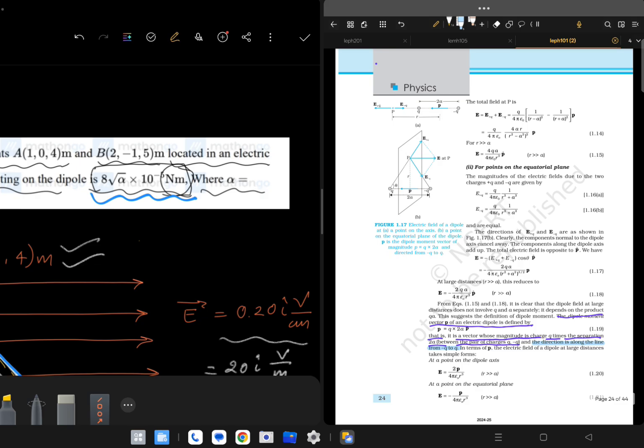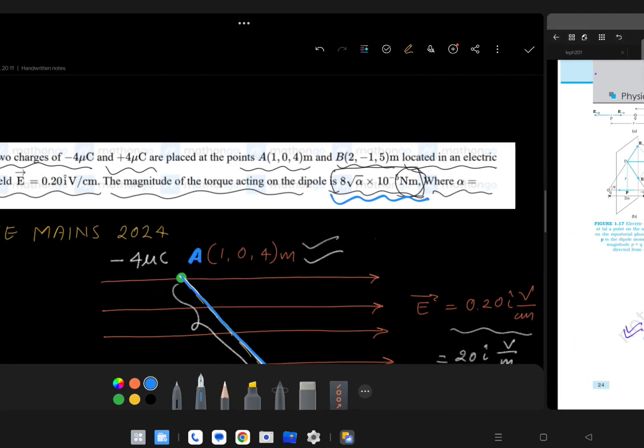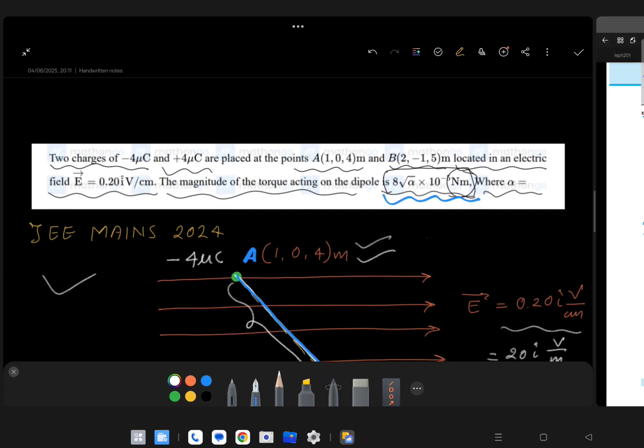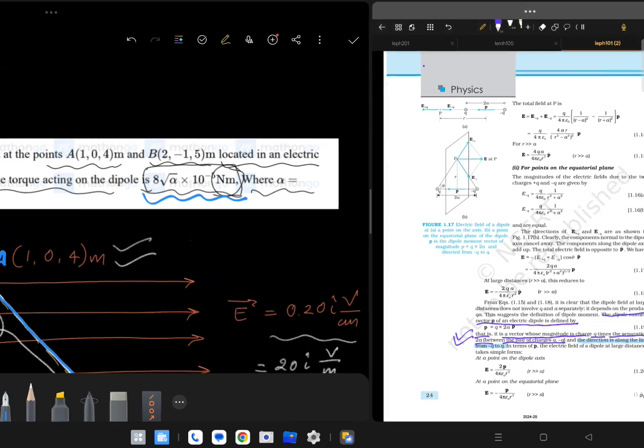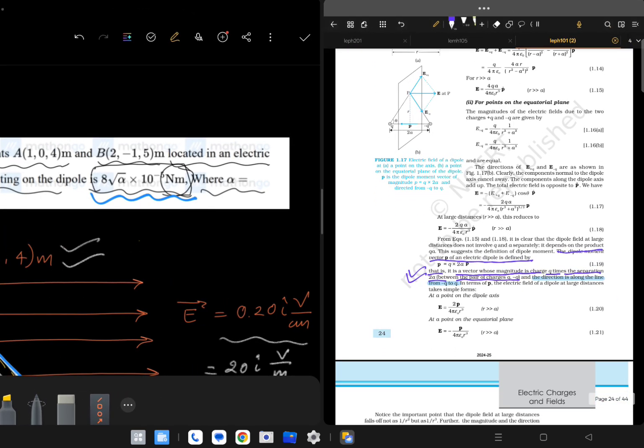So if you get these types of questions, see, hidden lines have already been given in the NCERT, which has made this question very easy. If you did not know the concept that the dipole is directed from negative charge to positive charge, you will get stuck in this question because you don't know the basic concept. So it has already been given in the NCERT textbook.